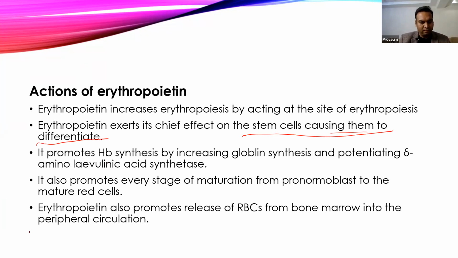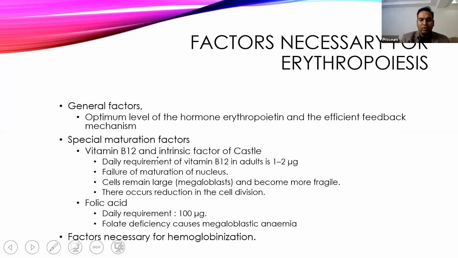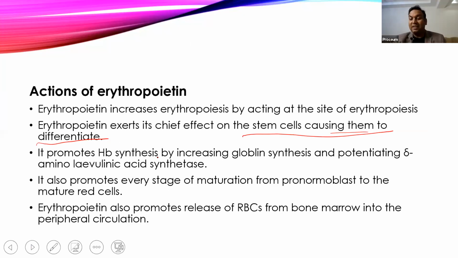Erythropoietin acts and increases the hemoglobin. It increases the hemoglobin synthesis by increasing the globin synthesis. So globin synthesis by the erythroblast, it promotes. And how does it promote that? By increasing the activity of gamma aminolevulinic acid synthetase, which is important for the synthesis of the globin. This is a mechanism of protein synthesis, and by doing this, it also helps in the conjugation of the globin and heme part, and promotes the formation of more and more hemoglobin.